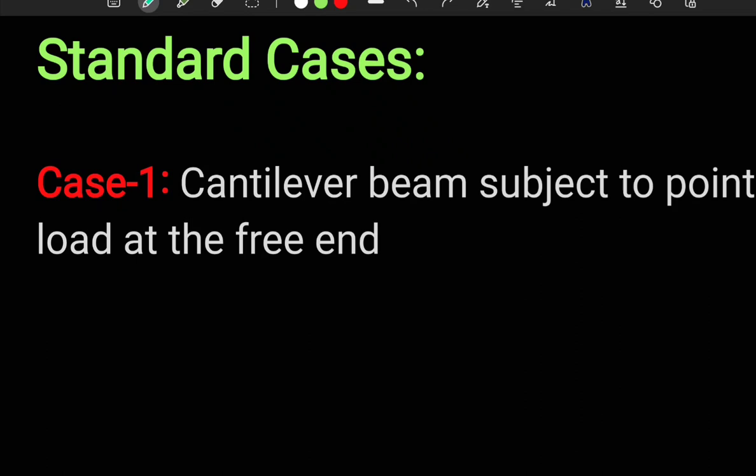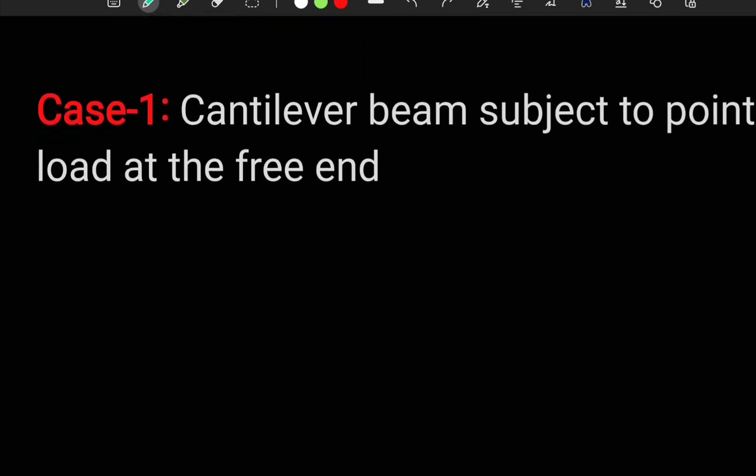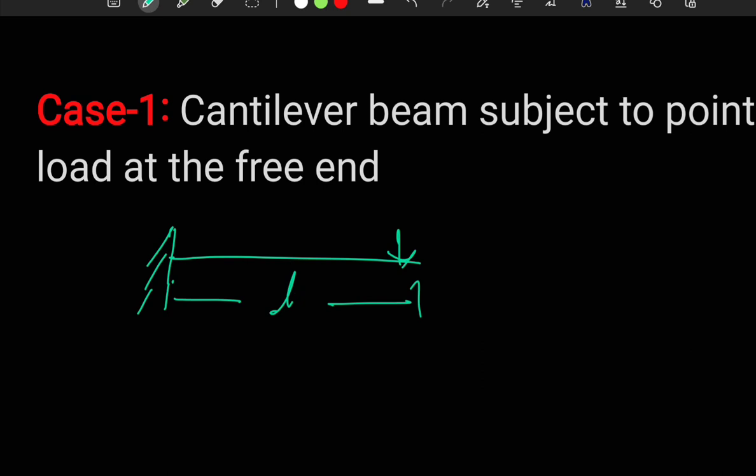Next topic is standard cases of cantilever and simply supported beams. Case 1. Cantilever beam subjected to point load at the free end. Consider a cantilever beam of span L carrying a point load at the free end, at distance L.